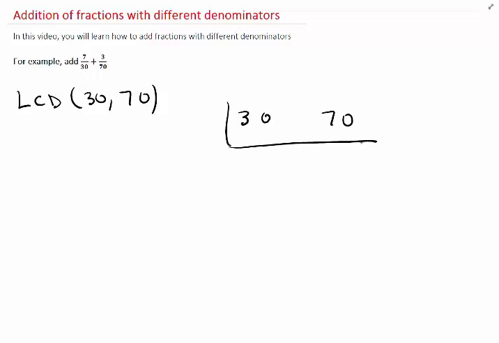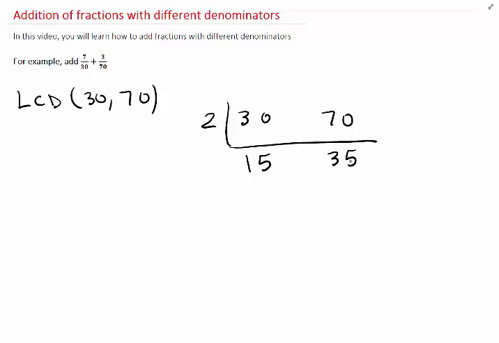Now, ask yourself, is there a common prime factor of 30 and 70 that we can think of? The smallest prime factor that I can think of here is 2. 2 goes into 30 15 times, so I write 15 down here. And 2 goes into 70 35 times. 70 divided by 2 is 35.